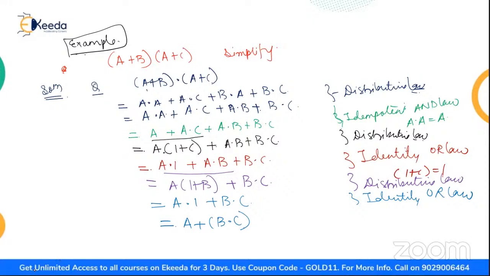So I can say that (A plus B) dot (A plus C) is equal to A plus B dot C. A plus B dot C. So this is the answer for this problem. Okay. Hope you can understand. So you understand this one.